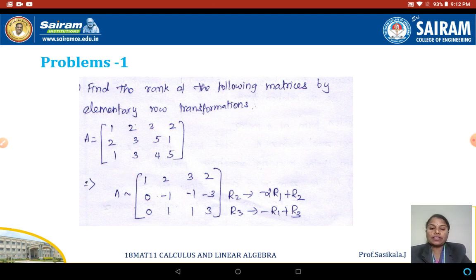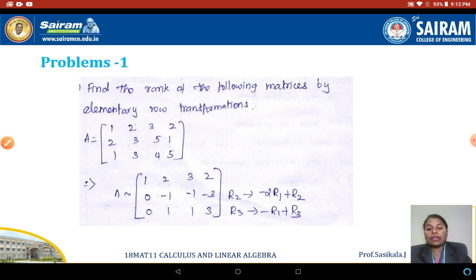It's almost simple, isn't it? Instead of going with like this, you can write like this also. R3 minus R1. It is very simple. So 1 minus 1, 0. 3 minus 2 will be 1. 4 minus 3 will be 1. And then 5 minus 2 will be 3. That's all. Clear? So easily you can reach your second row.